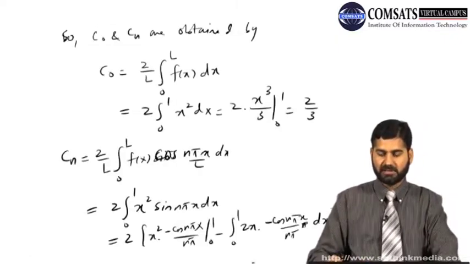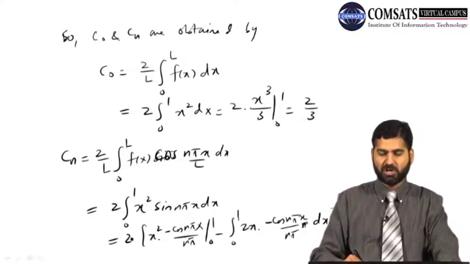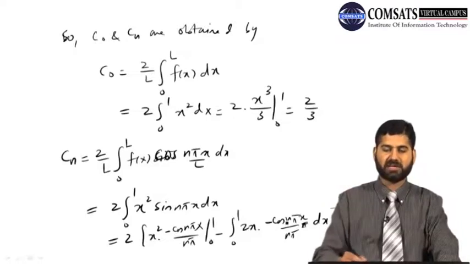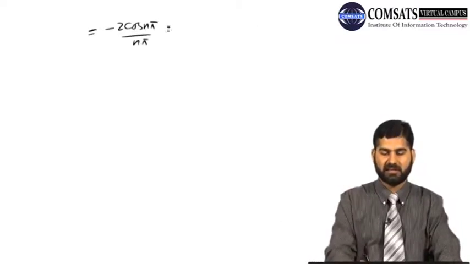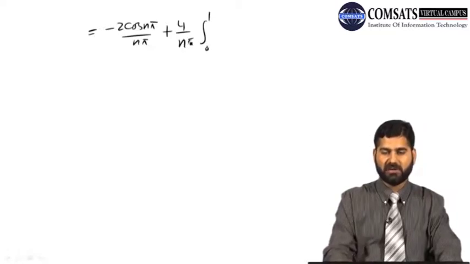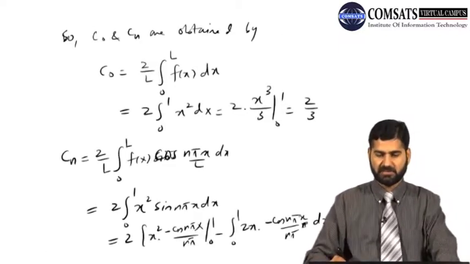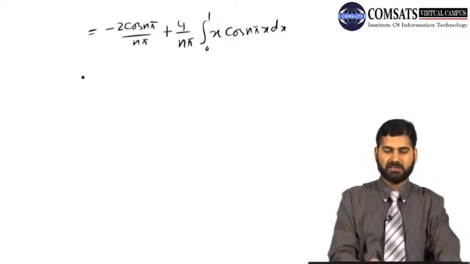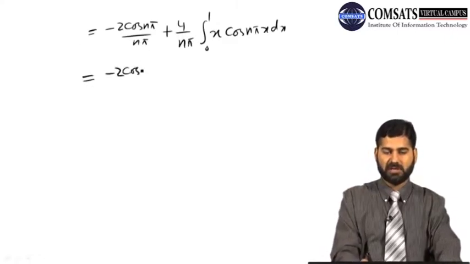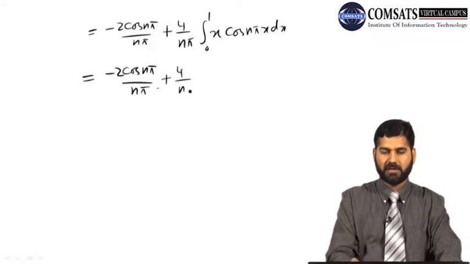Here this is minus, minus plus, and this is 2. So 2 times 2 is 4. 4 by n pi is outside and x cosine x inside. 4 by n pi is outside, 0 to 1, and you are left with x cosine n pi x. So again I need to use integration by parts. All right. So this is minus 2 cosine n pi by n pi plus 4 by n pi.